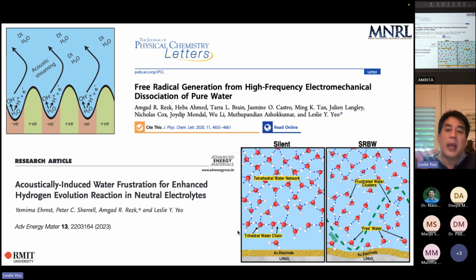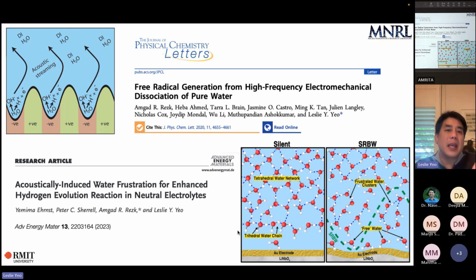And recently what we found is that not only can we split water, we can also, because that water is tetrahedrally coordinated, break those tetrahedral bonds to create free water. And in this case, it was more for electrolysis, in the water splitting setup, so that these free water molecules can more readily access the surface, so much so that when we do hydrogen evolution, we get about 14 times more efficiency, or current density.